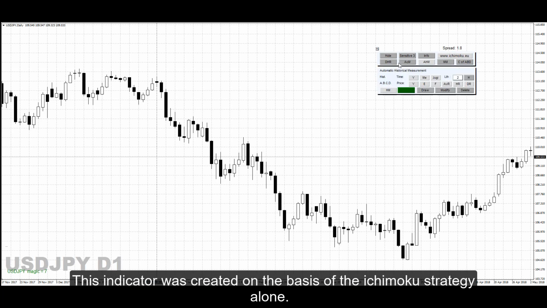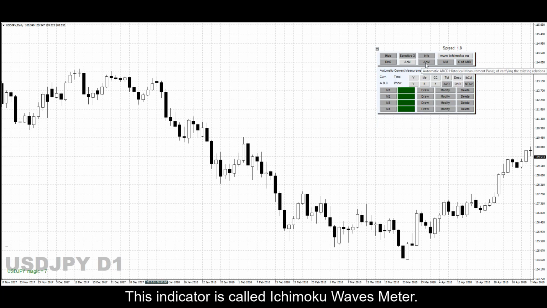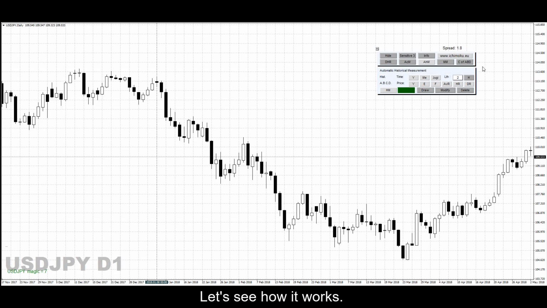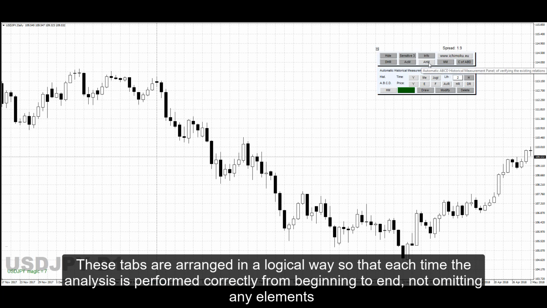This indicator was created on the basis of the Ichimoku strategy alone. This indicator is called Ichimoku Wave Meter. Let's see how it works. It is divided into tabs that contain almost all elements of Ichimoku strategy. These tabs are arranged in a logical way, so that each time the analysis is performed correctly, from beginning to end, not omitting any elements.